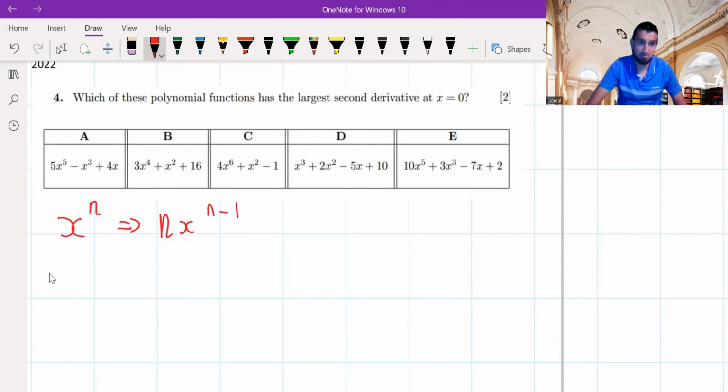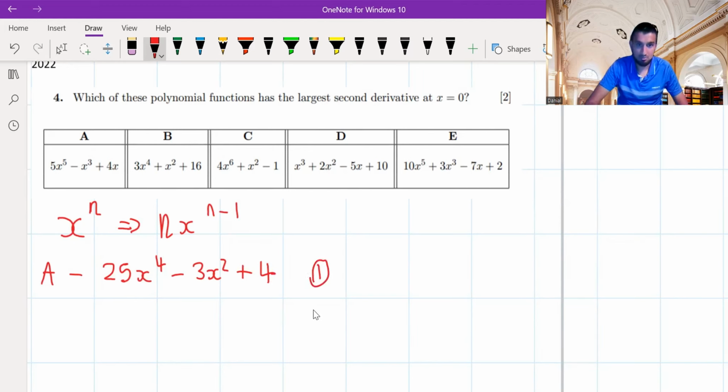So 5x to the power of 5, in a, would become 25x to the power of 4, and then minus 3x squared, 3 in front, and then minus 1, and then x on its own would become just plus 4, because the power is actually 1 here, so 1 times 4 is 4, 1 minus 1 is 0, x to the power of 0 is 1. We're just left with 4. Okay, so that's the first derivative.